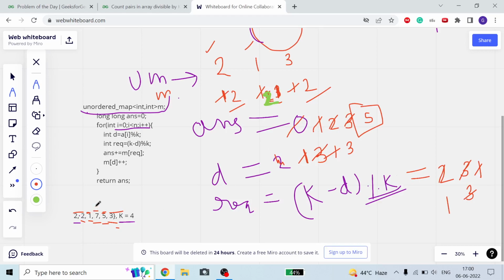For each particular number I, we will calculate how many required remainder numbers we already have in our array and add this to our answer, and update d, meaning this is the remainder of our particular number, and increase that md plus plus. This is how we will do it.